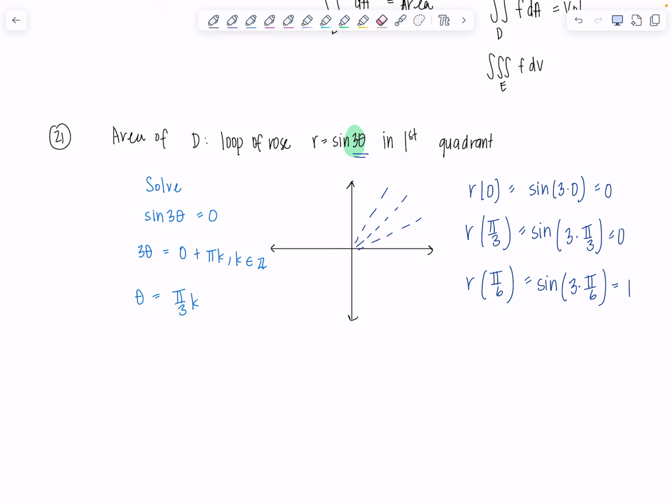I hate that. Hold on. Pi over 6. Let me put it like here. And then halfway.